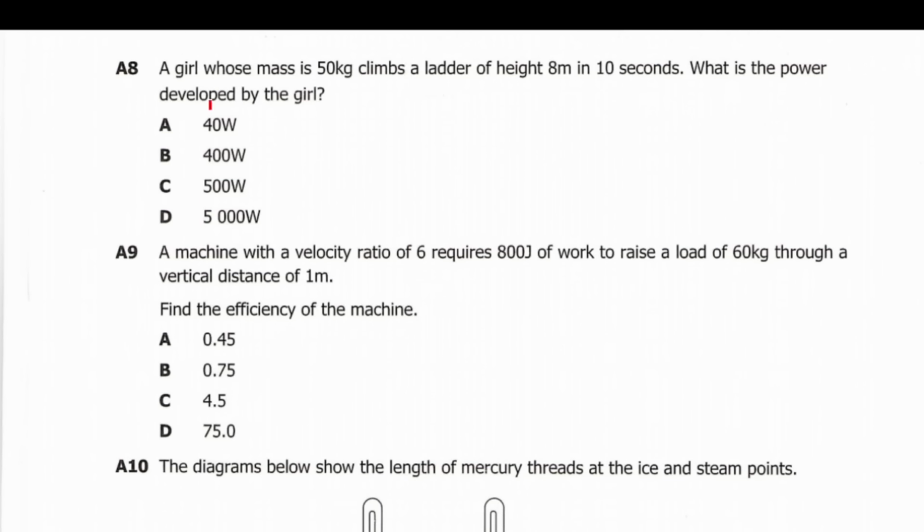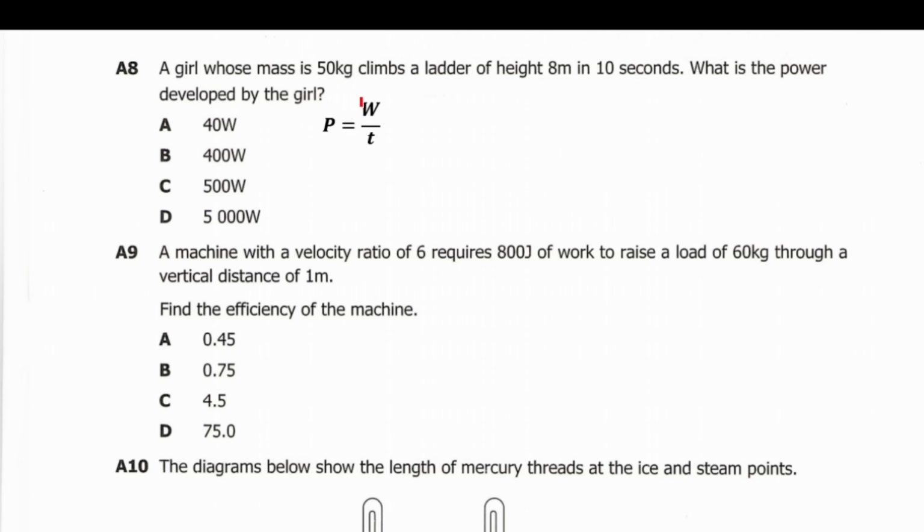Question 8 reads: a girl whose mass is 50 kilograms climbs a ladder of height 8 meters in 10 seconds. What is the power developed by the girl? We know that power is equal to work done divided by time.